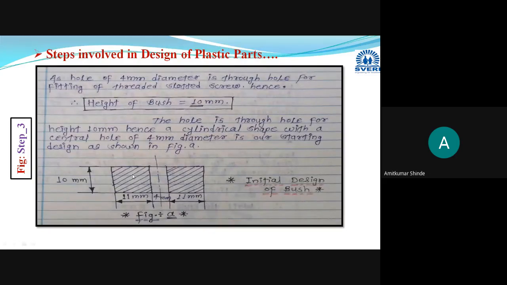Now this is our initial design. According to the wall thickness and other factors we will consider in the plastic part design, this bush design will get modified. This is our initial design, and this design we are going to modify. From here onwards, this design will be modified. This is the initial design of the bush.